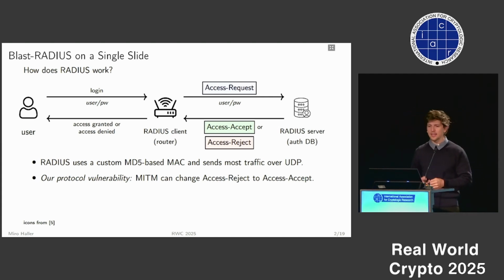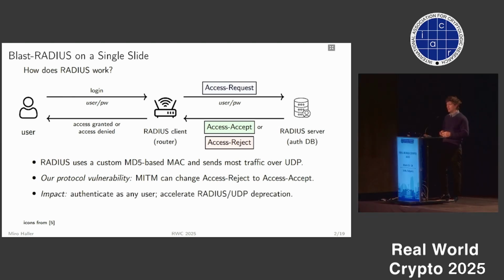The attack that I'm presenting here is called Blast Radius. It's a protocol vulnerability that allows a machine in the middle to change an access accept to an access reject, or the other way around, a reject to an accept. The impact of this is that an adversary using this attack can authenticate as any user. So for example, if Radius is used to authenticate access to internet backbone routers, then this allows the adversary to authenticate as administrator. Our work also helps to accelerate the ongoing efforts to deprecate Radius over UDP in favor of Radius over TLS.